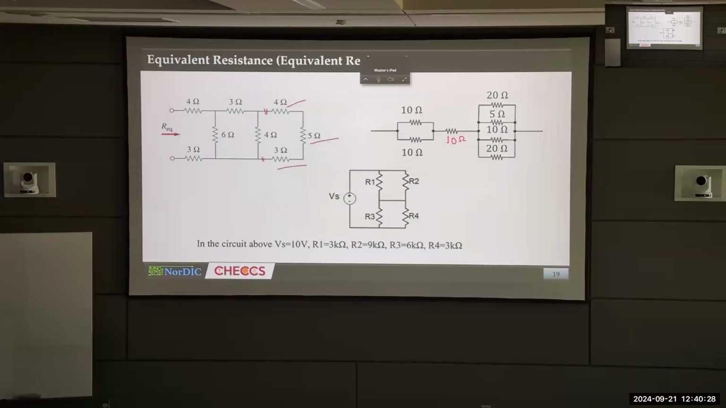So these 4 ohms, these 5 ohms, and these 3 ohms are in series. So what is the equivalent resistance of series? Just add those, right? So 4 plus 5 plus 3, how much does it become? 12 ohms. So there is a 12 ohm resistance like this. Then these 4 ohms, this is basically like this, right?